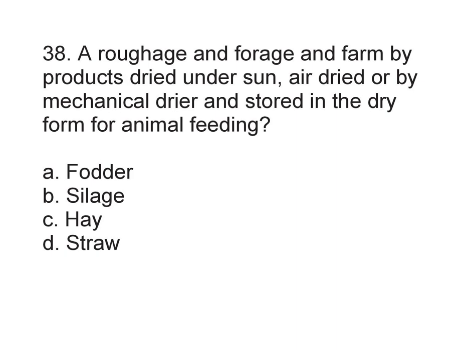Number 38. A rough hedge and forage and farm by-products dried under sun, air dried, or by mechanical dryer and stored in the dry form for animal feeding. A. Fodder, B. Silage, C. Hay, D. Straw. The answer is hay.